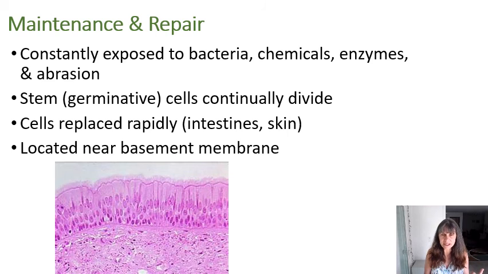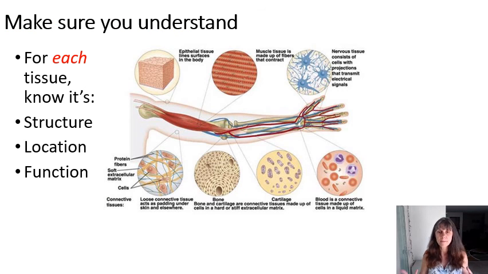Cells are going to be rapidly replaced in places like the intestines as well as your skin. And these stem cells or germinative cells are going to be located near the basement membrane. If we look at this particular slide, the basement membrane is right here between the epithelial tissue and the underlying connective tissue. Make sure as you're learning about tissues that for each tissue you know its structure, its location, and its function.